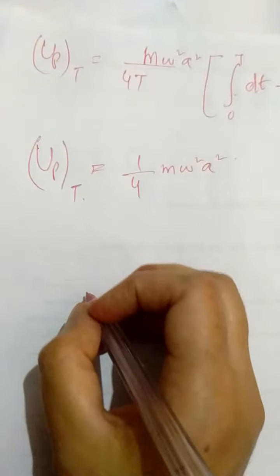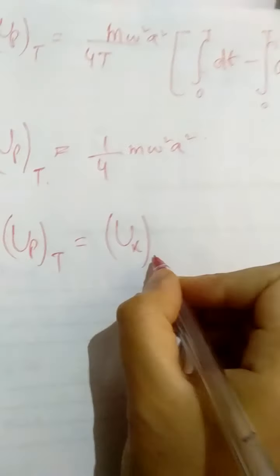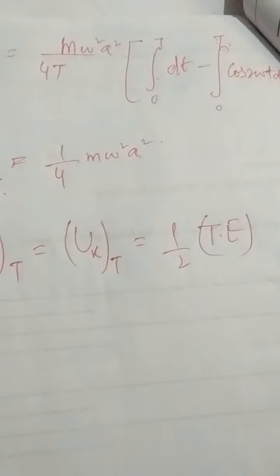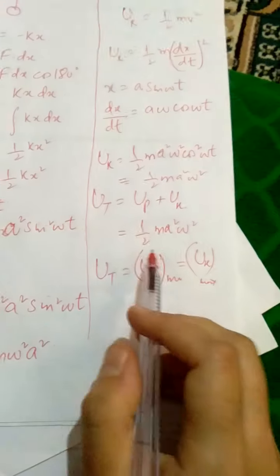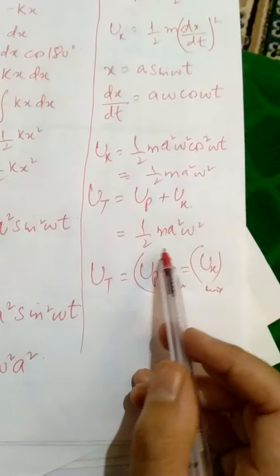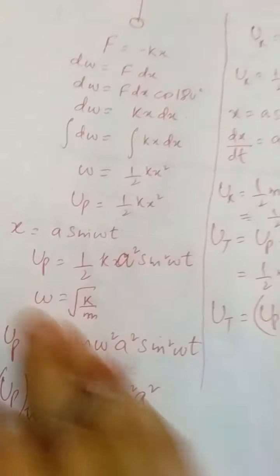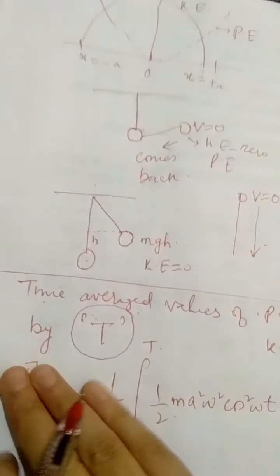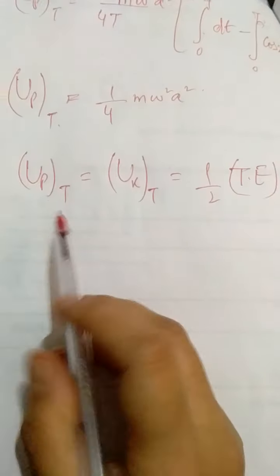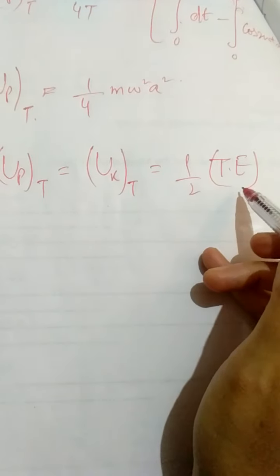And if we go back to the original expression, we'll find that time averaged value of potential energy is the same thing as time averaged value of kinetic energy, and this is half of total energy. Because what is the total energy? See, the total energy is this much, half of m omega square a square. And in that expression, we are getting 1/4 of m omega square a square. So the time averaged value is half of the total energy. So we have obtained that time averaged value of potential energy is equal to the time averaged value of kinetic energy, and that is equal to half of the total energy, right?